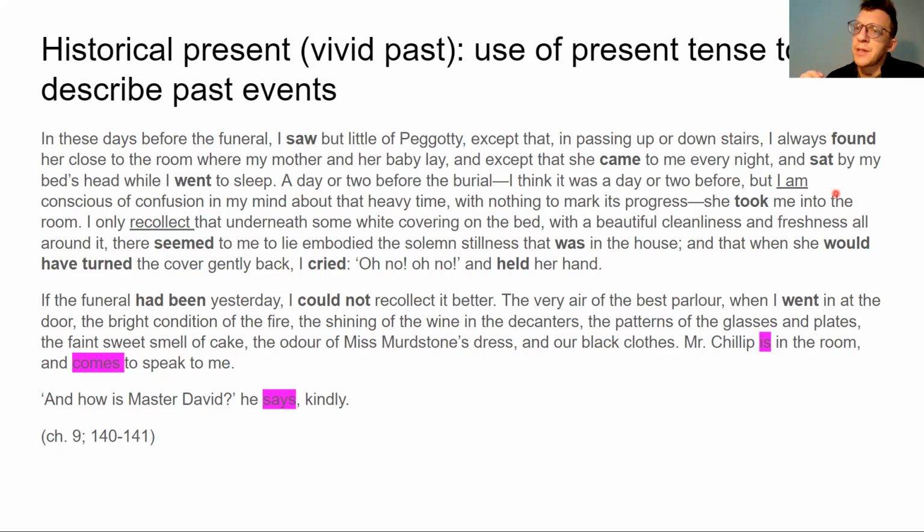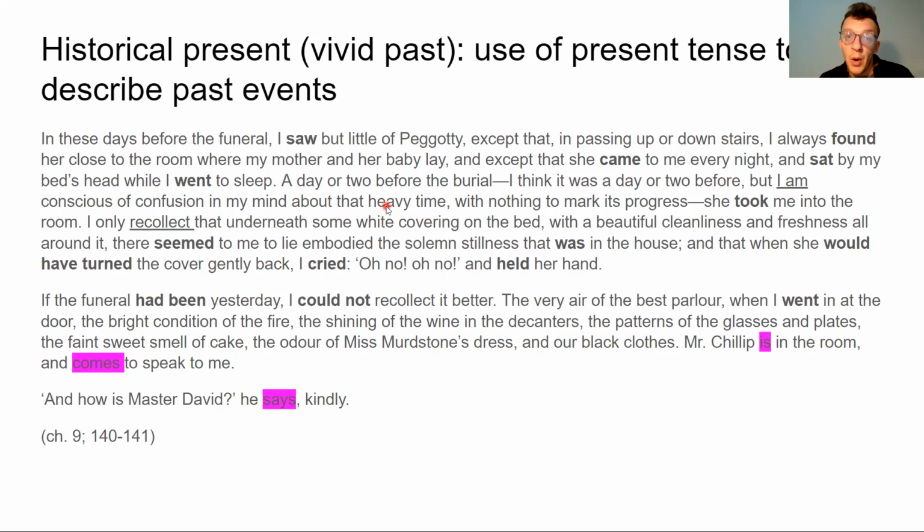Mr. Chillip is in the room and comes to speak to me. "And how is Master David?" he says, kindly. And the passage continues with this same present tense. So notice how we activate the first present tense with the dashes in that first paragraph that I've copied. They set off that narrator. Then we have the past tenses as well.